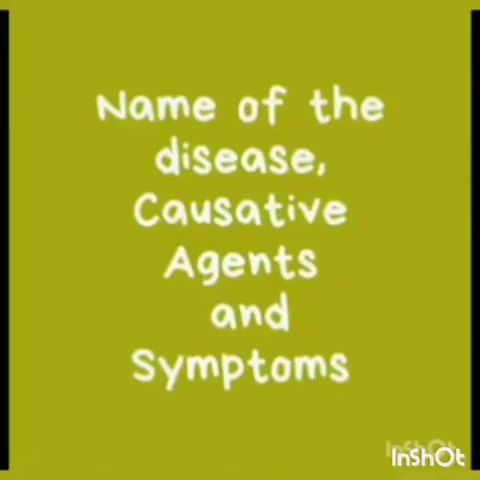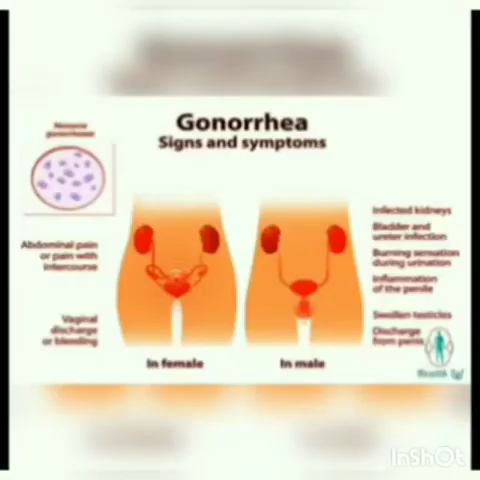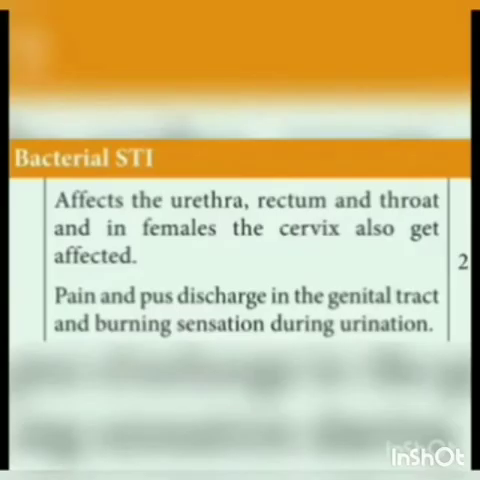Its causative agent and the symptoms. First is the bacterial STI. Gonorrhea is caused by Neisseria gonorrhoeae, which affects the urethra, rectum and throat, and in females the cervix also gets affected. Pain and pus discharge in the genital tract and burning sensation during urination occur.